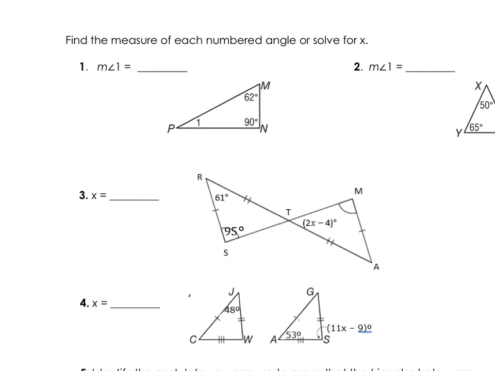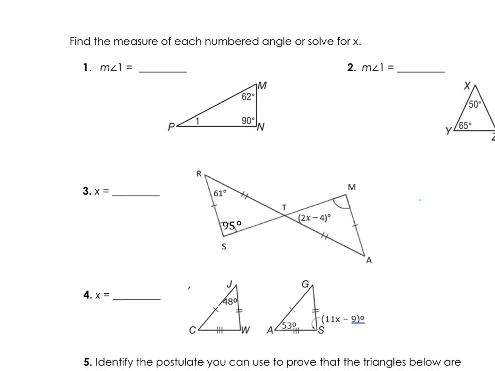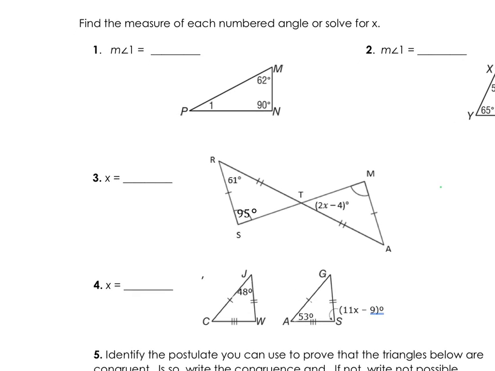All right, look at number 1. Find the measure of each numbered angle or solve for x. So we're going to find the measure of angle 1. I'm not going to solve them all the way out, but I will help you decide how to figure them out. So this one, we're missing one angle. So angle 1 is right here. And we know from the triangle angle sum theorem that all of these angles are going to add up to 180. So we can take the measure of angle 1 plus the 62 plus the 90 and set them equal to 180. And then you can solve for angle 1.